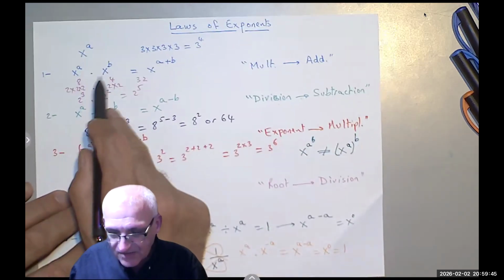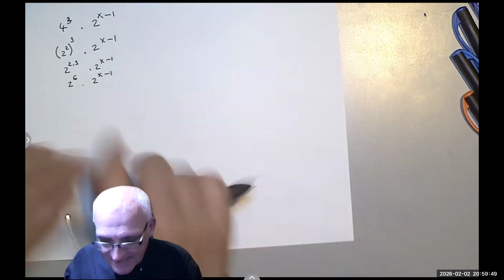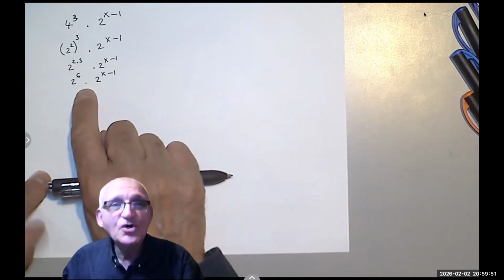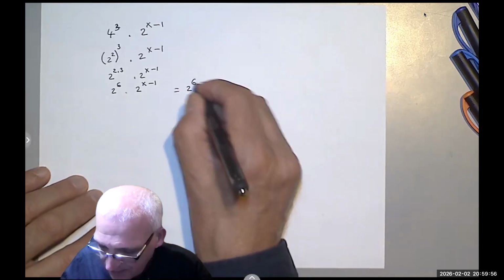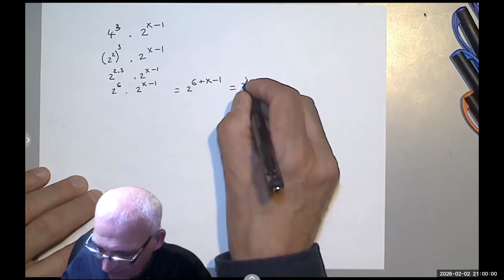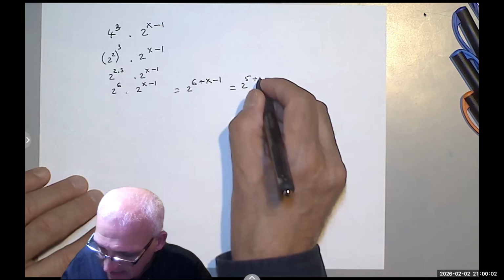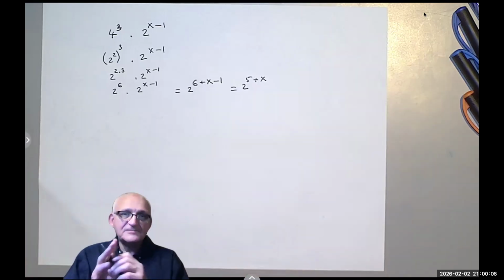The first rule said x to the a times x to the b is x to the a plus b. Same base, multiplied, so add the exponents. Equals 2 to the 6 plus x minus 1 equals 2 to the 5 plus x. Or x plus 5, it doesn't matter which one you write first.